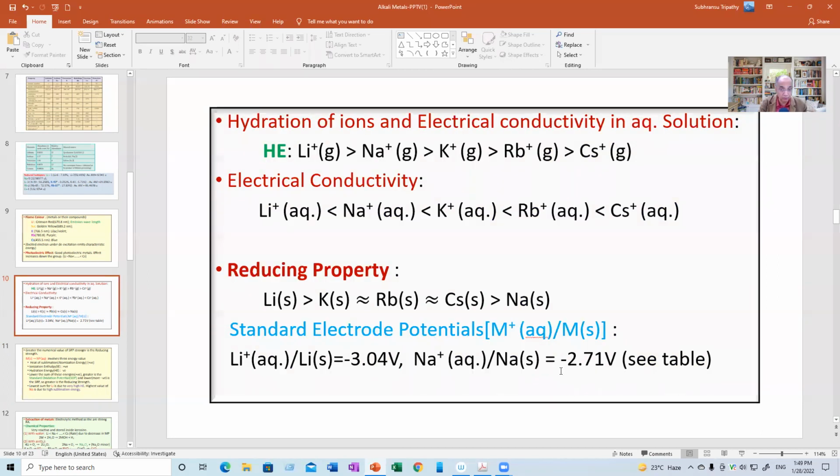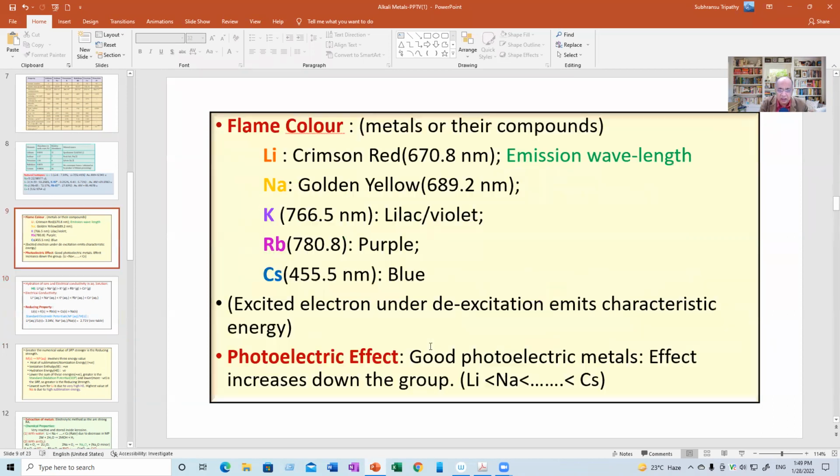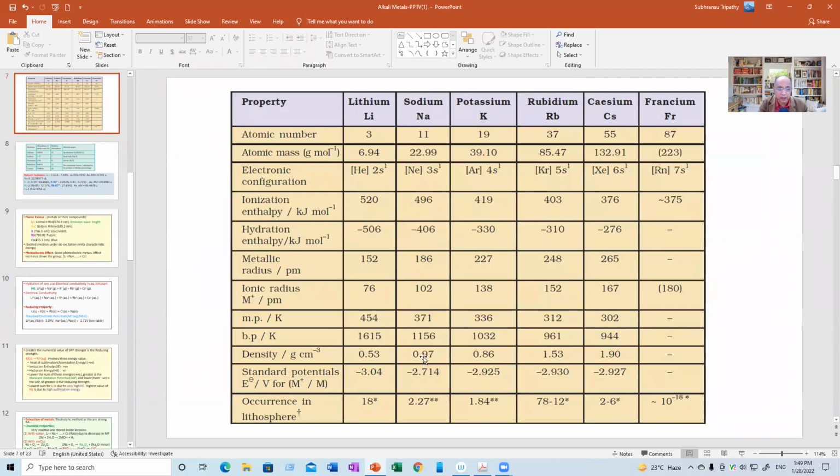plus 2.87, plus 2.71. But we have to write in a standard IUPAC format in the reverse manner. Reduction potential is minus 2.71. So the factor which makes sodium the last in the class is high sublimation energy. The unusually high sublimation energy, I think we have the data somewhere, the sublimation energy data.